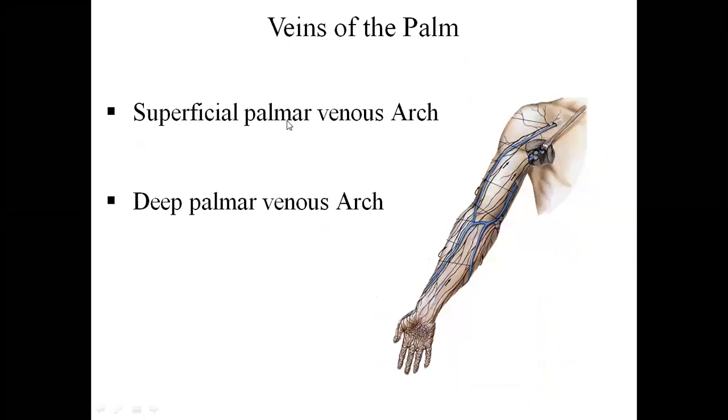Now, the veins of the palm. See, this is the palmar aspect. In the palm also, if you observe, there are small venous channels, bluish in color. Those are the superficial palmar venous arch. You have seen the superficial palmar arch and deep palmar arch when you did the blood supply of the palm. Correspondingly, we have the superficial palmar venous arch and deep palmar venous arch.